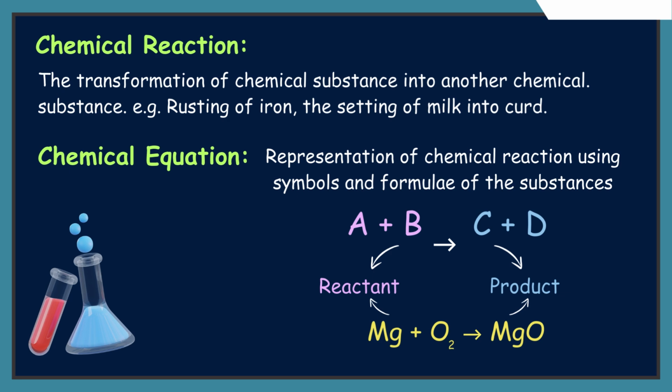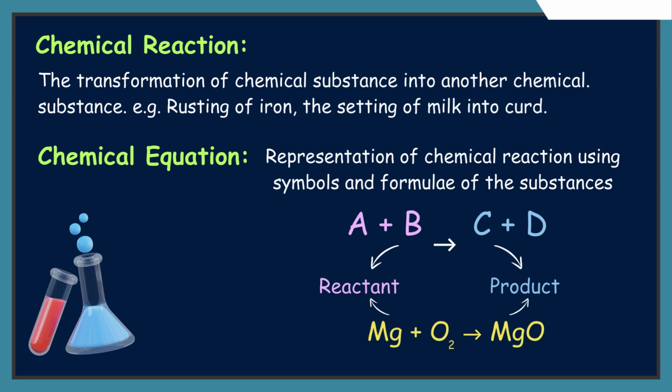Okay, let's talk about what a chemical reaction really is. It sounds fancy, but it's something we see every day. A chemical reaction is when one thing changes into another, different thing. Like, when iron gets rusty, it's not just iron anymore, it's turned into something new. That's a chemical reaction. Or when milk turns into yogurt, it's another example. Milk changes and becomes something new, something different. That change is what we call a chemical reaction.